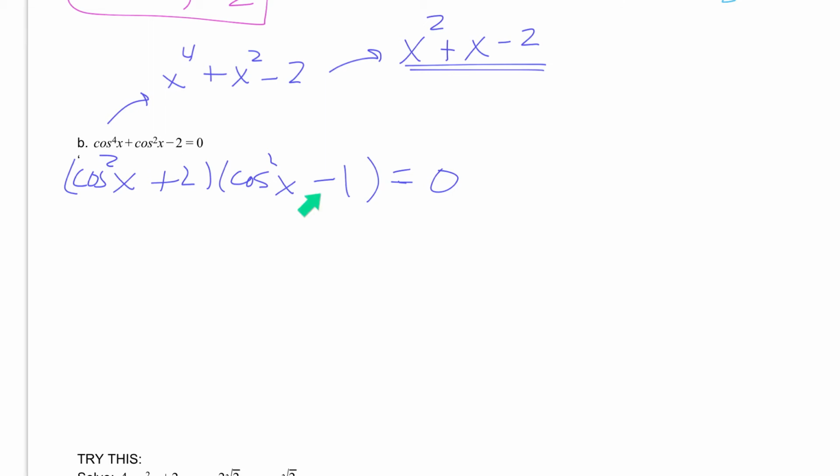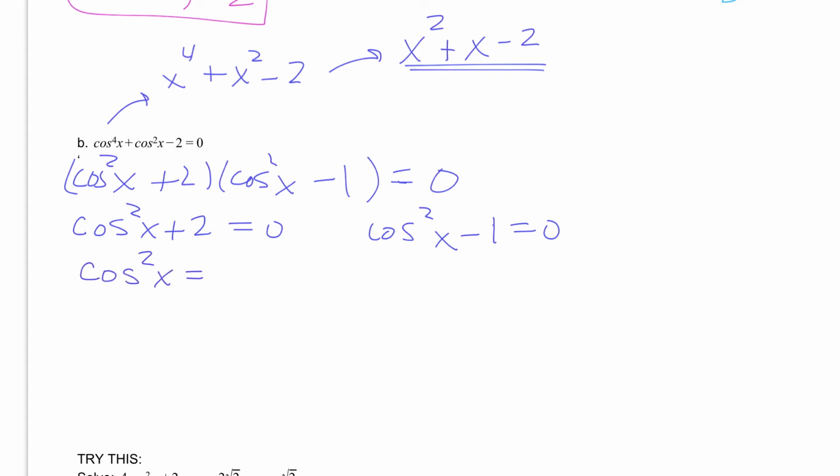Now that I have this factored, I'm going to set each one of these factors equal to 0. So I can take cosine squared x plus 2 and set that equal to 0. And I'll take cosine squared x minus 1 and set that equal to 0. If I solve the first one, I would start by subtracting 2 from both sides. So I get cosine squared x equal to negative 2.